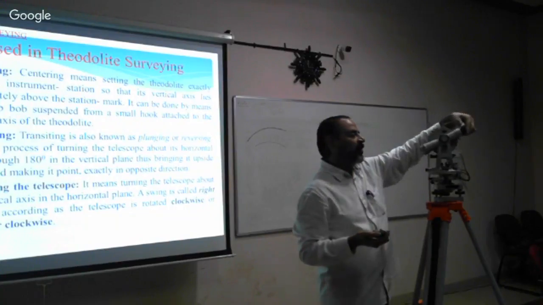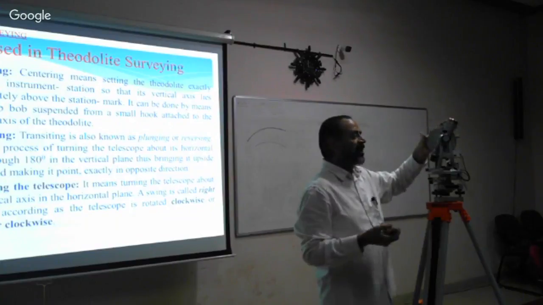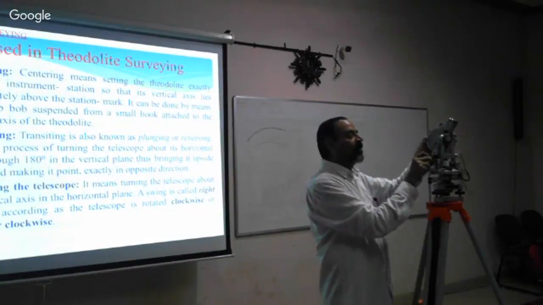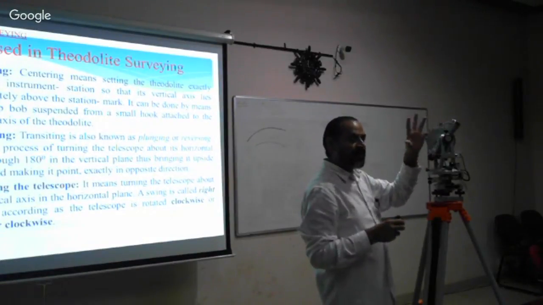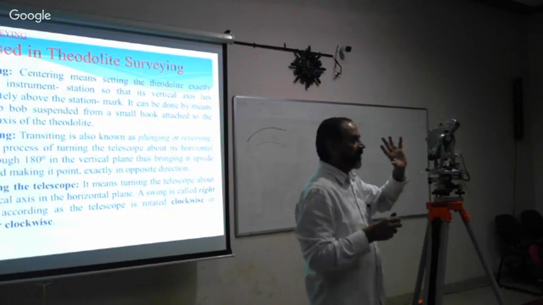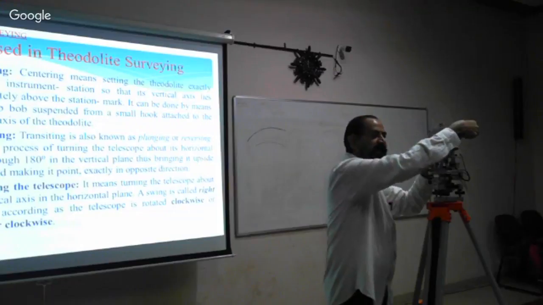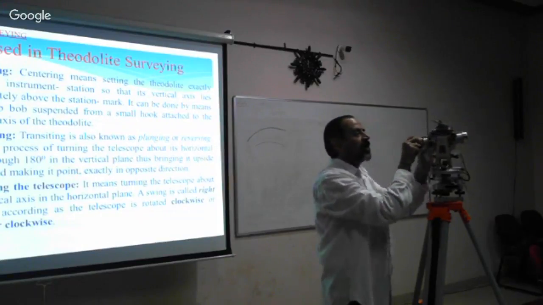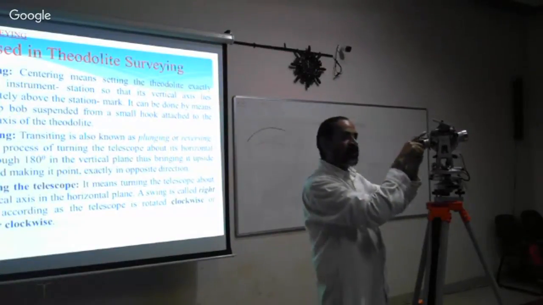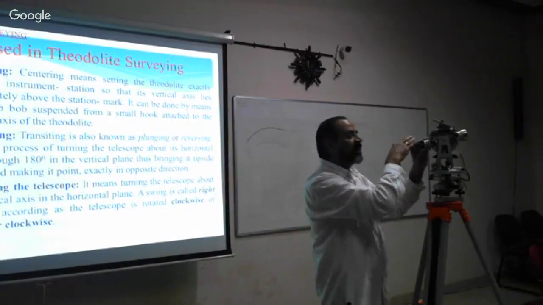Now see, for example, this is the instrument position, the normal position of the instrument. That means when the vertical circle of the instrument is to the left of the observer, this is the normal position. The vertical circle must always be on the left side of the telescope with respect to the observer. Then this process is called transit and swing. After swinging, what has happened? Where is the vertical circle now? The vertical circle has changed from the left side to the right side.